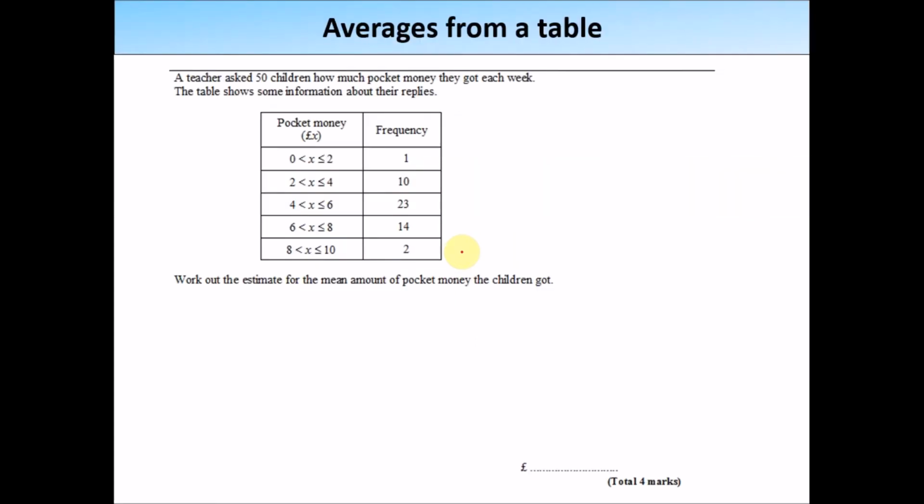Here we go. So, a teacher asked 50 children how much pocket money they got each week. The table shows some information about their replies. The first thing we're going to do on this sort of question is add a column, and we're going to call that the midpoint. Because at the moment, we are saying one person has pocket money between 0 and £2. 10 people have pocket money between £2 and £4. So we use the midpoint.